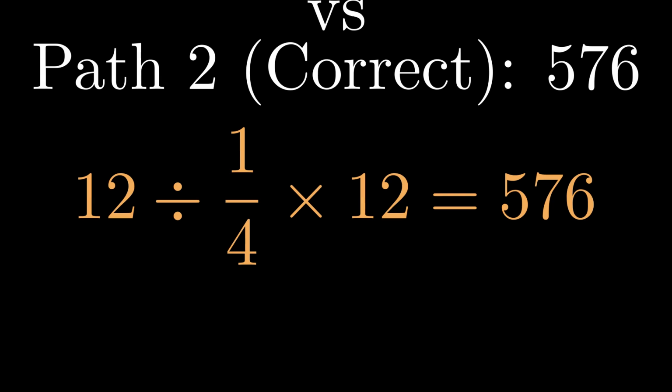But here's the key lesson. This ambiguous notation should be avoided. In real mathematics, we use explicit parentheses to show exactly what we mean. Were you Team 576 or Team 4?